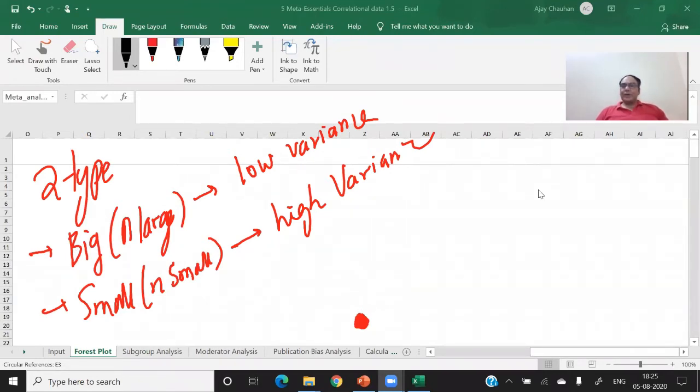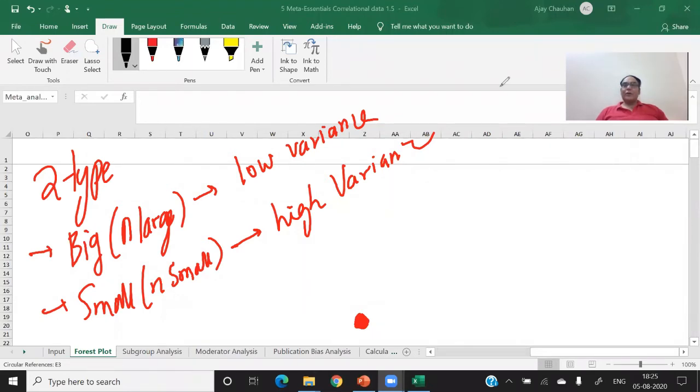Let me check. Yes, you are saying that there is no confusion. If there is confusion, please tell me so that I can explain it. We have seen in the forest plot that there are two types of studies, big studies and small studies. Big studies are conducted on a large sample size, small studies on a small sample size. Big studies have low variance and small studies have high variance.